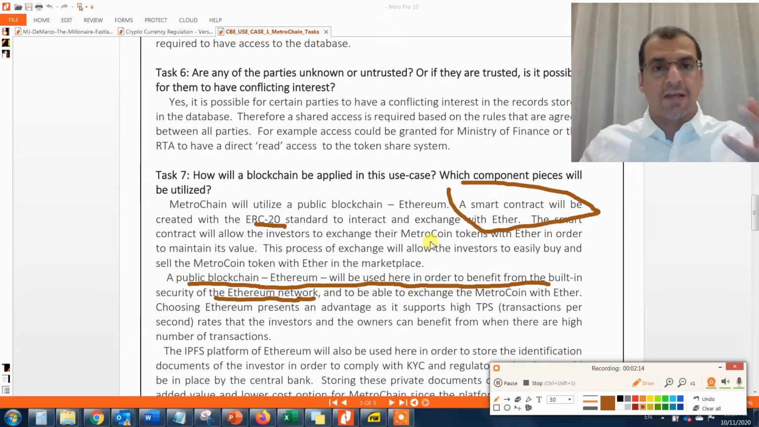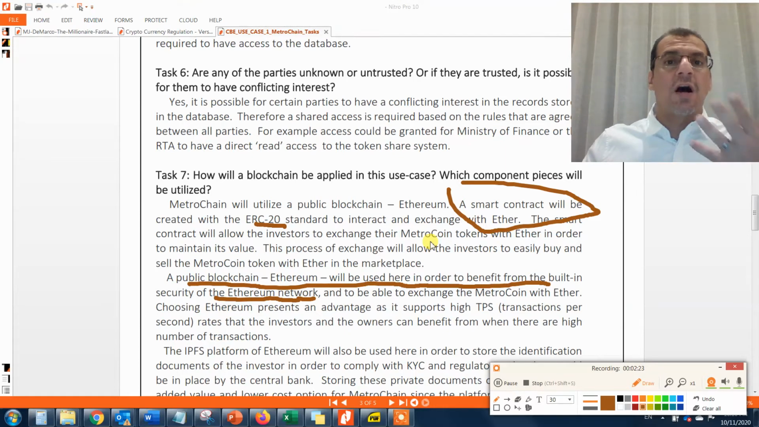So Ether has, let's say, a daily value of about $180 for each Ether. So when I say one MetroCoin is going to be equal to 1 Ether, I'm giving the MetroCoin an actual monetary value, which gives it an actual weight in the marketplace for people to be able to purchase and exchange. And to be able to exchange the MetroCoin with Ether, choosing Ethereum presents an advantage as it supports high TPS, transactions per second rates, that the investors and owners can benefit from when there is a high number of transactions.